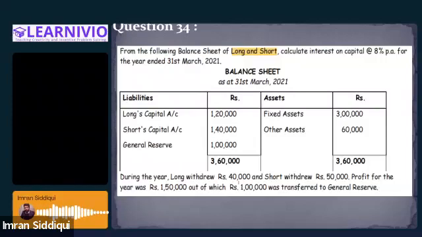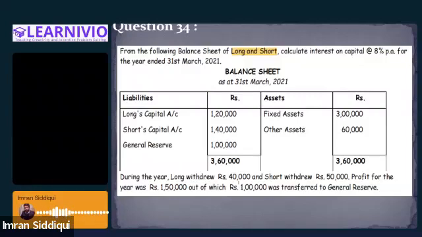There are two partners. It is a partnership firm, Long and Short. For that partnership firm, we have been provided with a balance sheet. And in that balance sheet, you can see on the liability side, the capital balances of both the partners are given. For Long, it is 1,20,000. For Short, it is 140. And then there is some information regarding the general reserve as well, 1 lakh. On the other hand, we have fixed assets and other assets, 3,60,000. Further, the question says that during the year, Long withdrew 40,000 and Short withdrew 50,000. So the drawings of both the partners are given.